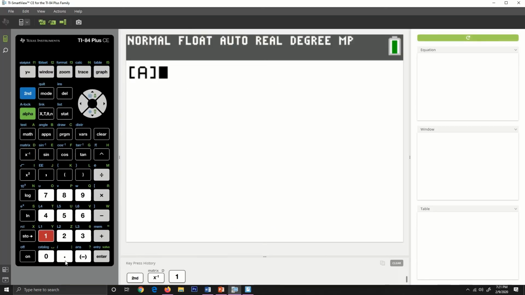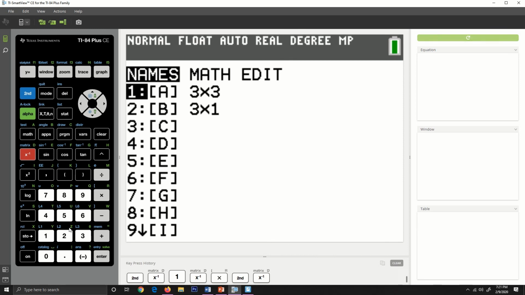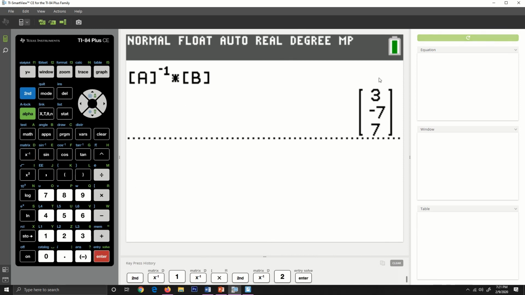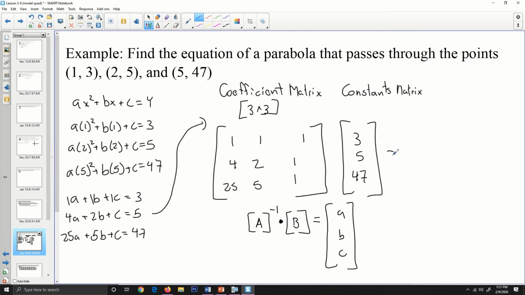You're going to hit A. There's my A. I'm going to hit that X inverse button. I'm going to hit the multiplication, and now I need to get B. So again, second, hit that matrix. Hit 2 there. Now I have my A inverse B. I hit enter. I get 3, I get -7, I get 7. That is my A value, my B value, my C value. And here, it was 3, -7, and 7.